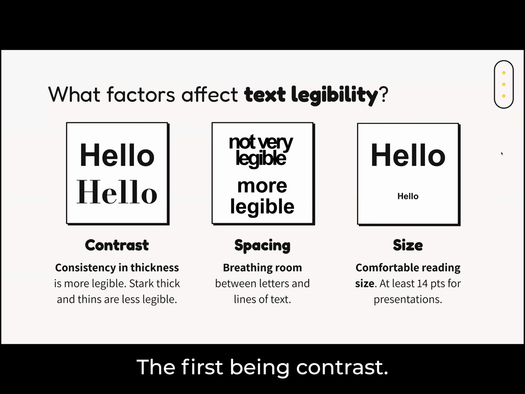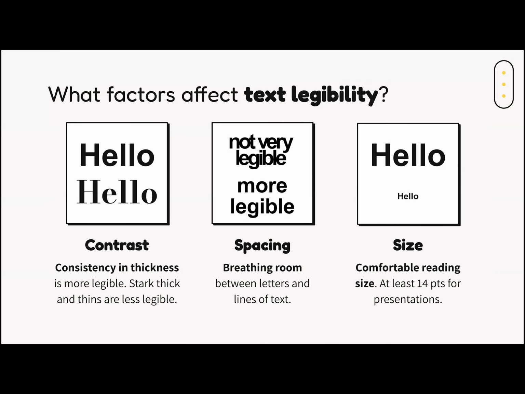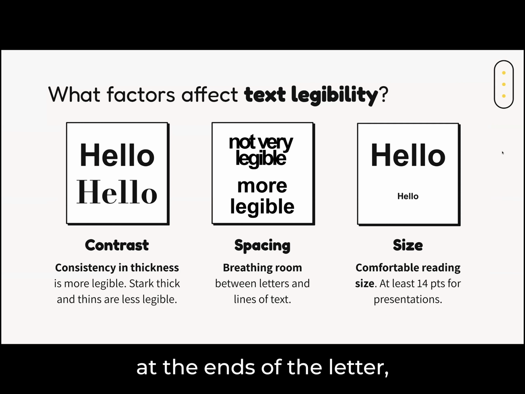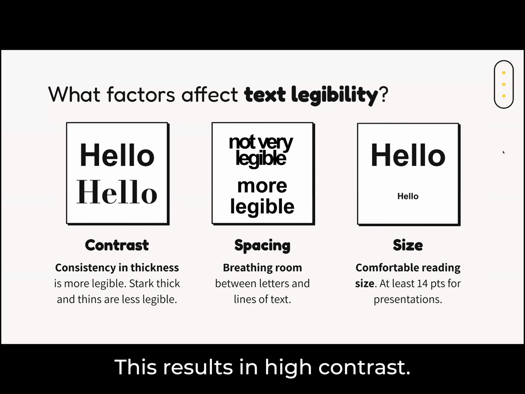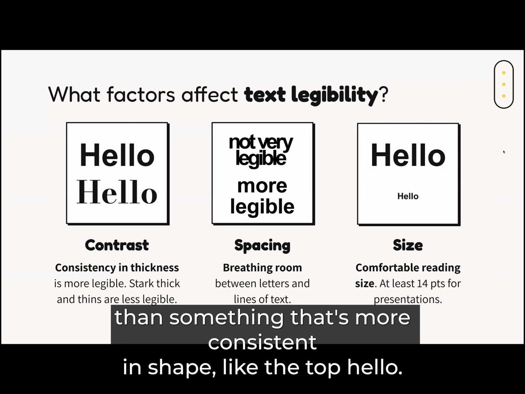The first being contrast. More contrast in letter forms often leads to less legibility. In the bottom example here, the serifs, which are the lines at the ends of the letter, are much thinner than the stems, or the vertical lines of the letter. This results in high contrast, and so at a smaller scale, this font will be more difficult to read than something that's more consistent in shape, like the top hello.